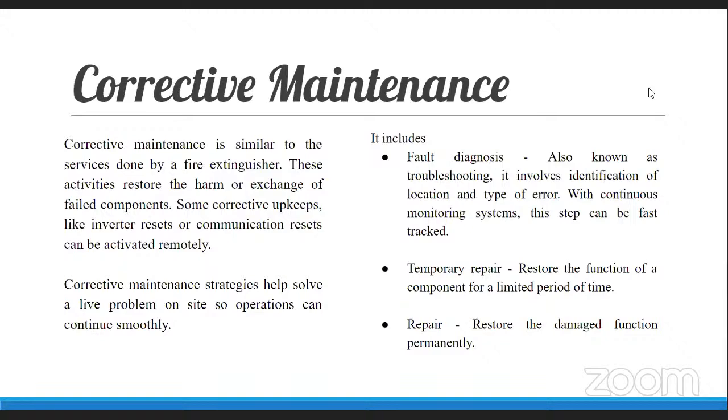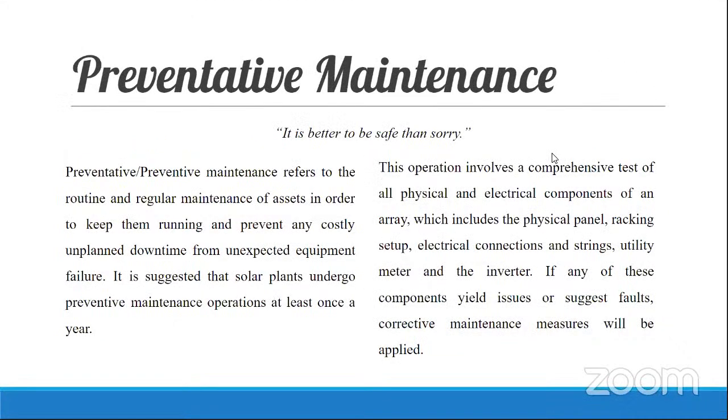The next is preventive maintenance. As we have all heard from our childhood, it is better to be safe than sorry. So, keeping this in mind, the second approach that is usually taken by professionals is preventive maintenance. Preventive maintenance refers to the routine and regular maintenance of assets in order to keep them running and prevent any costly unplanned downtime.